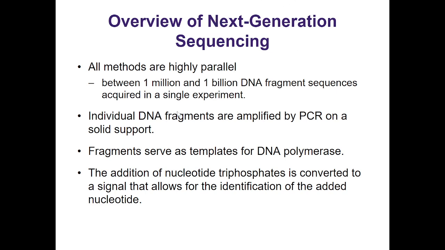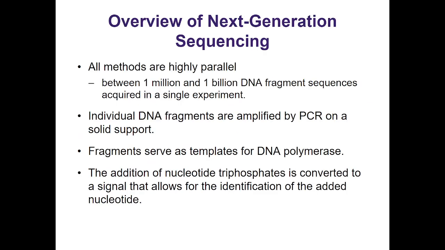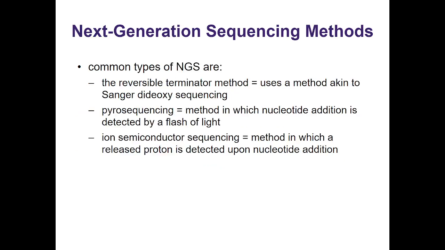Okay, yeah. And this is why, basically, it's a lot of automation with computer power going on here. And the automation can handle these small liquid amounts to run a ton of experiments all right next to each other. Yeah. So the individual DNA fragments are going to be amplified by PCR. This is going to be done on a solid support. The fragments will serve as templates for the DNA polymerase. The addition of the nucleotide triphosphates is converted to a signal that will allow for the identification of the added nucleotide.